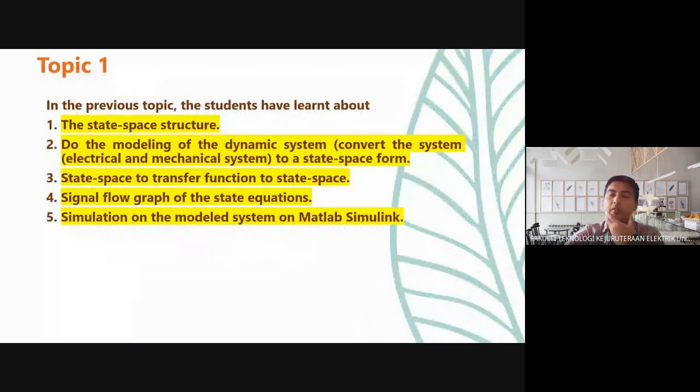Dr. Halim already taught you how to translate the state space into a few forms, such as phase variable form, observable canonical form, cascade, and so on. Today I will proceed. In the previous topic, you learned about the state space structure, the PVF, OCF, and so on. After that, you also did the modeling. Then state space to transfer function to state space, signal flow graph is done, simulation on the model is done. So this is the thing that we need to cover.